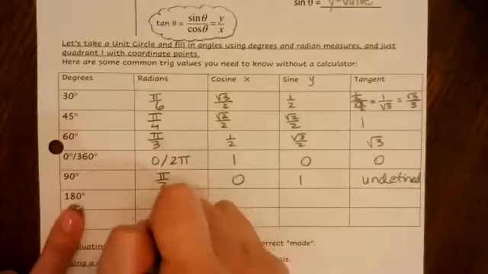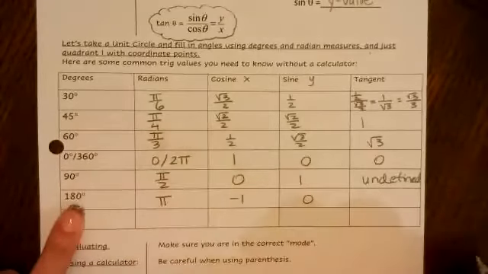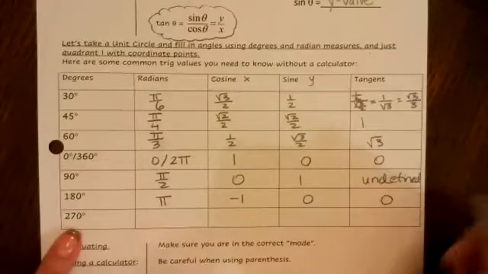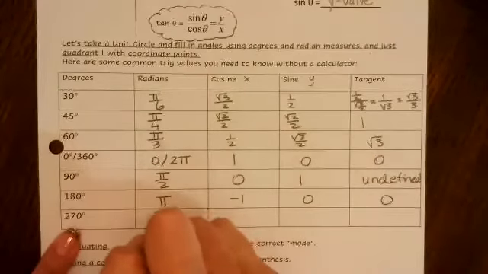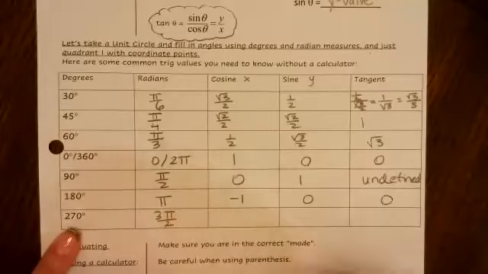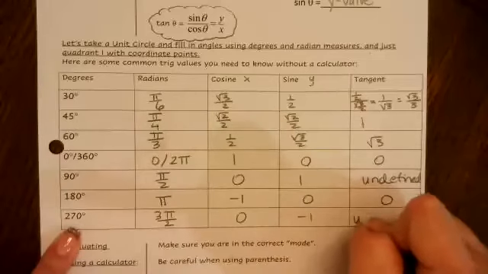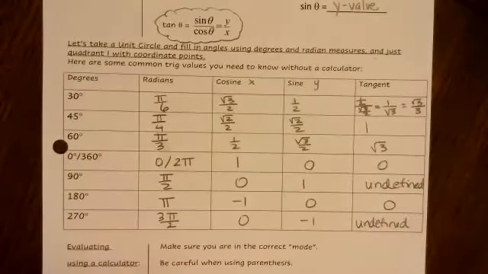For 180, we're talking about pi there. That is -1, 0. If I divide, 0 by -1 is 0. For 270, we're talking about 3 pi over 2. We said that is 0, -1. If I divide, again, I got that 0 in the denominator, which does not work, so that is undefined. And that's as far as we're going to go with the unit circle.